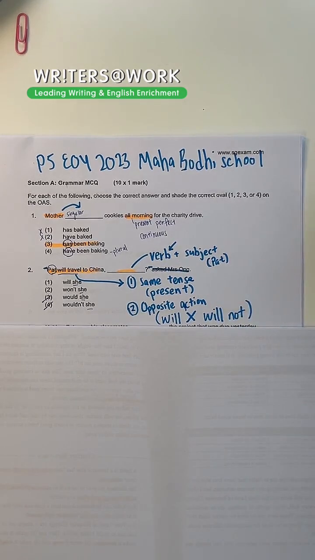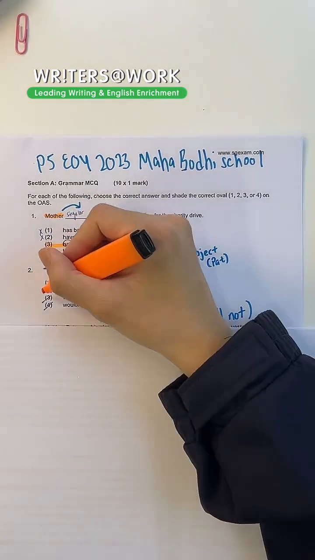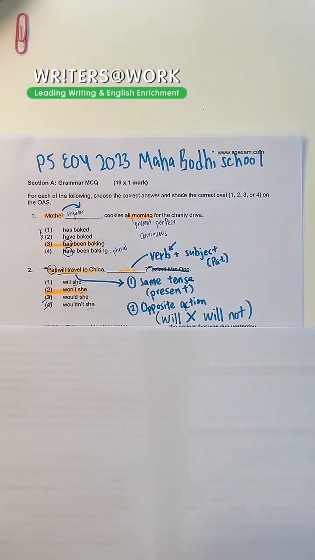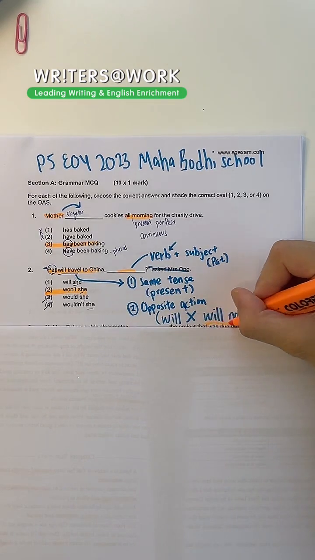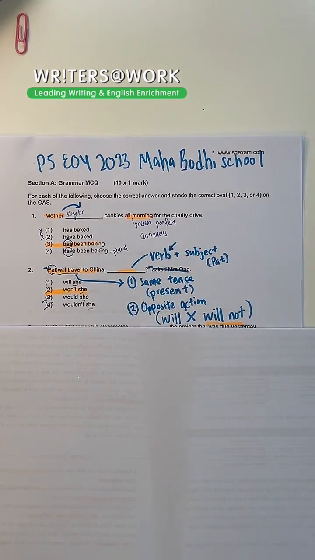So we need to find a verb that has the meaning of will not. And with that, we can safely conclude that our answer over here will be won't, right? Because won't is the contraction of will not. Alright, and with that, we have found our answer. Any questions?